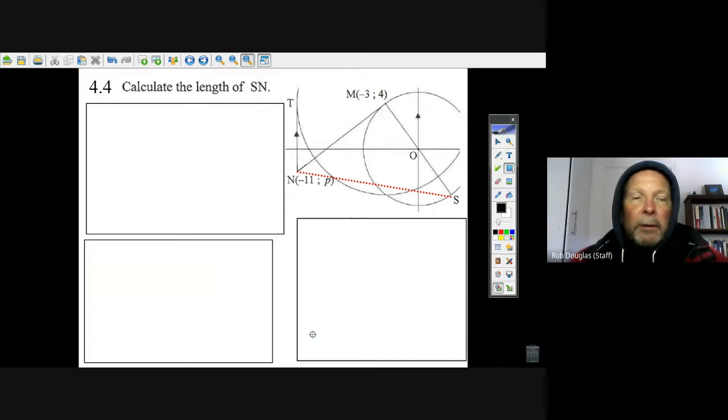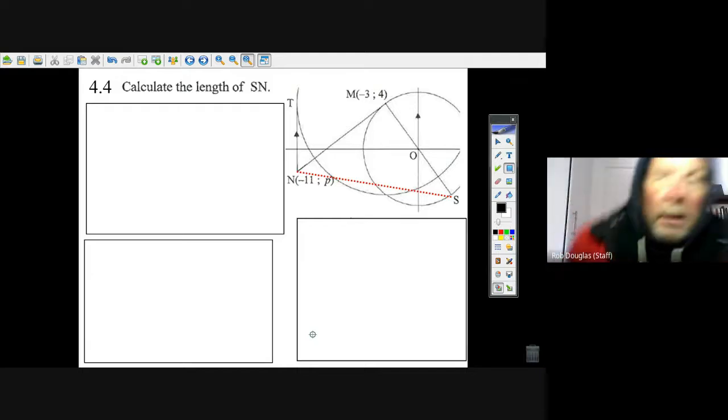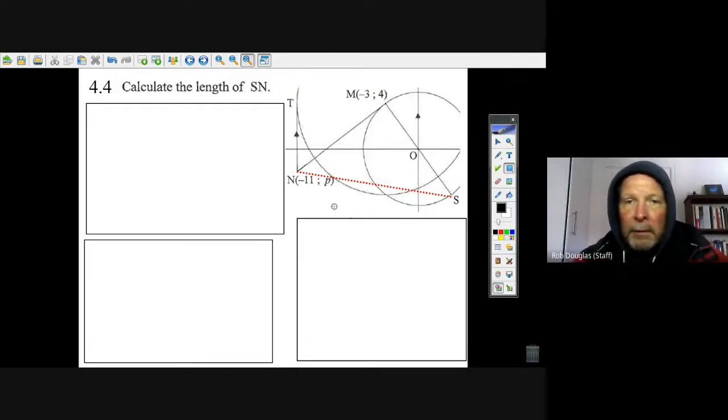Okay, we're going to look at question 4.4 of the November 20 paper 2 exam. It's an analytical circle geometry question. See the circles here, and let's just try 4.4. Now it says calculate the length of SN.